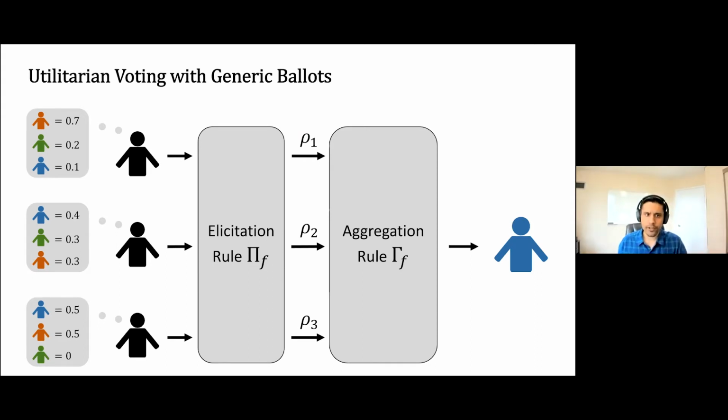Before I proceed further, I just want to mention that once you go beyond ranked ballots and look at any generic ballot design, your voting rule essentially becomes a composition of 2 different rules. One is the elicitation rule, or the ballot design, which tells voters how to convert their utility functions into the ballot responses that are sent to the center. And at the center, you have this aggregation rule that combines all of the different ballots into some kind of collective choice. Now I'll be talking about the standard voting setting with a single winning candidate.